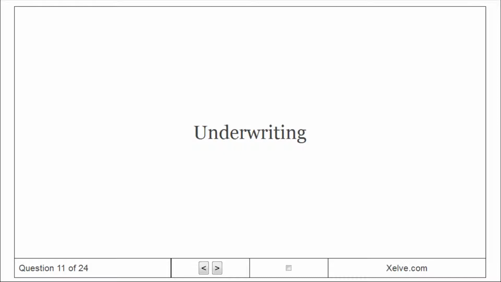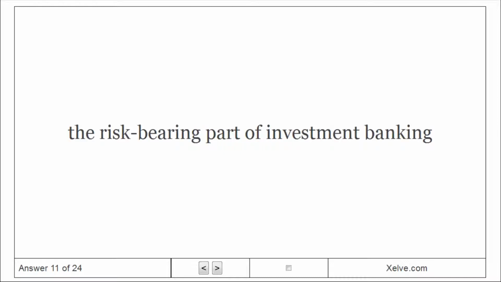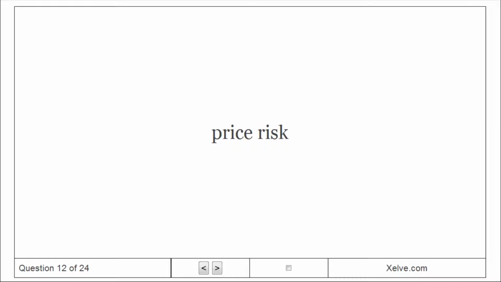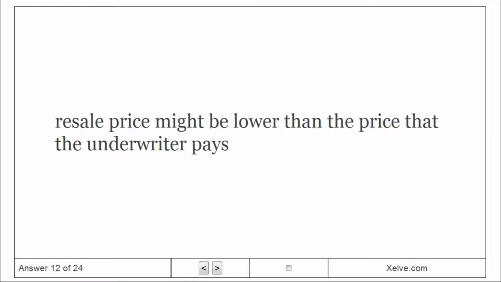Underwriting: the risk-bearing part of investment banking. Price risk: the resale price might be lower than the price that the underwriter pays.